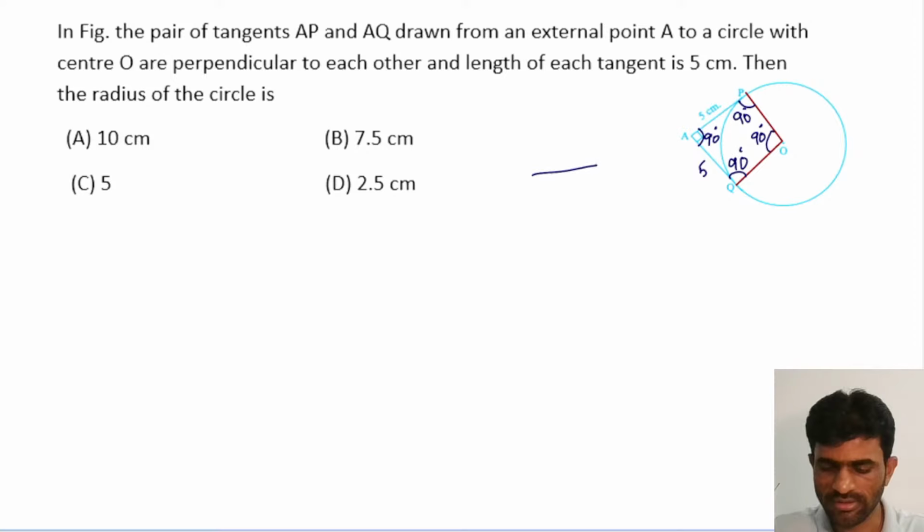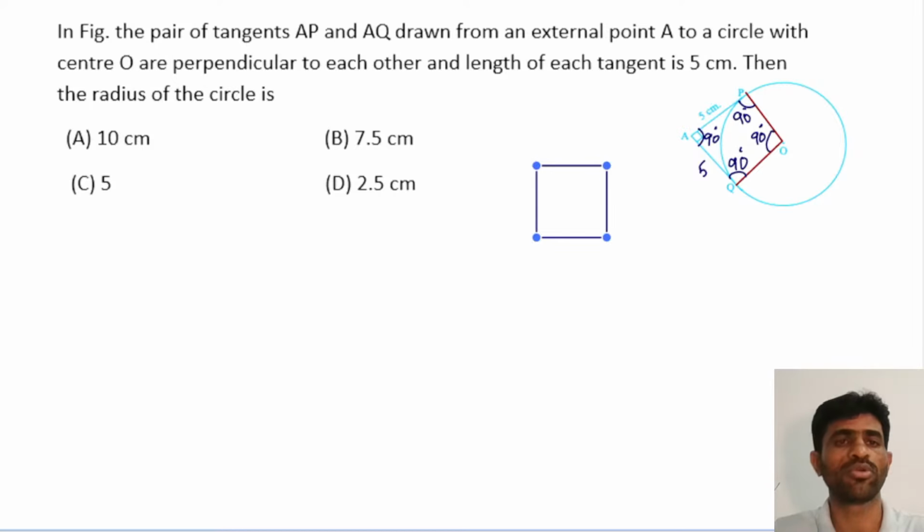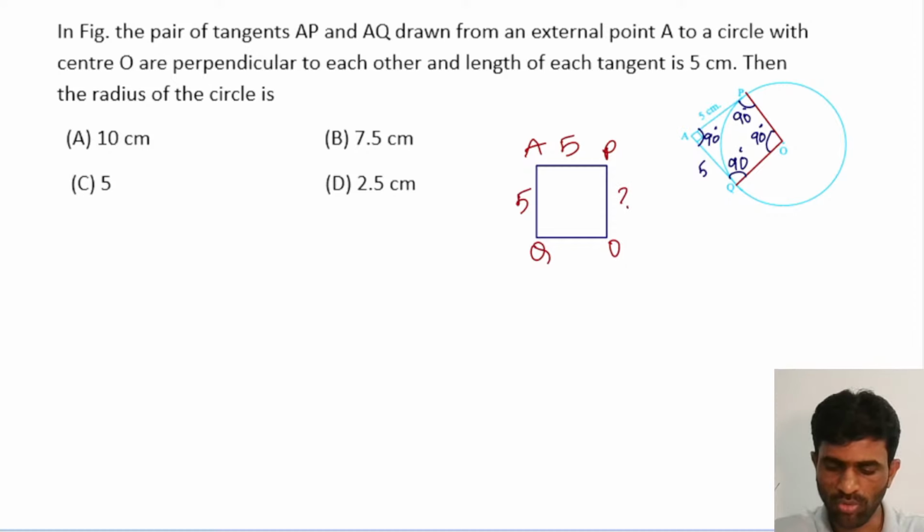So it's going to be a square. In a square, we know all four sides are equal. Let us take this as A, P, O, Q. We have all four angles 90 degrees, so it becomes a square. Now we already know AP is 5, AQ is 5. Then what about OP and OQ? OP and OQ are also 5, 5. So the radius of the circle is 5 centimeters.